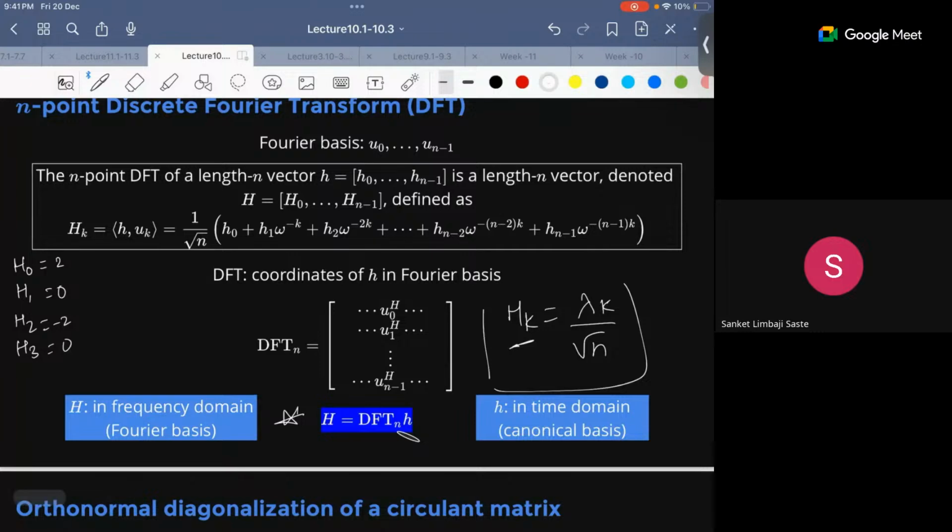What do you have to calculate here? Find the value of the summation of h naught, h1. Okay, you have to calculate the summation of h naught, h1.